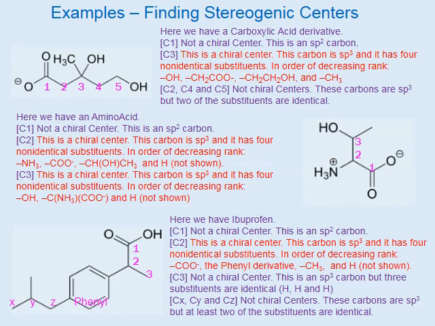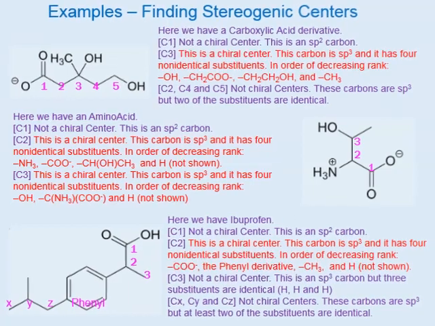Carbon X is not chiral. This carbon is sp3 but 3 of the substituents are hydrogen. Carbon Y is not chiral. This carbon is sp3 but 2 of the substituents are methyl groups. Carbon Z is not chiral. This carbon is sp3 but 2 of the substituents are hydrogen. None of the carbons in the benzene ring can be chiral, because none of the carbons is sp3.